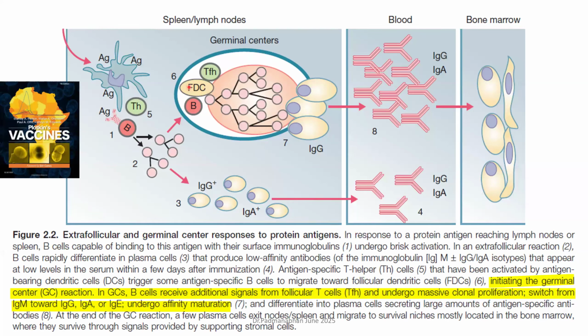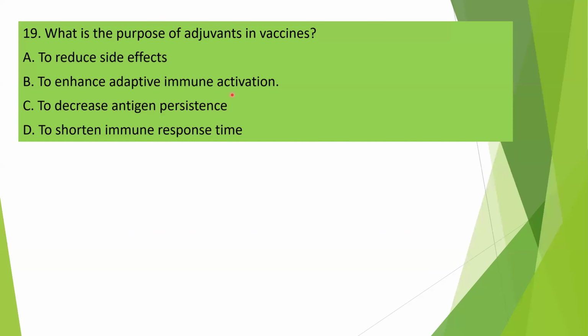No, sir. The problem is whenever I put up a diagram, it takes some time. We are going back into the same diagram again and again. Changed? Yes. See, here is the follicular dendritic cells. Therefore, the answer is initiating the germinal center reaction. In GCs, B cells receive additional signals from follicular T helper cells, undergo massive clonal proliferation, meaning specific to the antigen, switch from IgM towards IgG, IgA or IgE, and undergo affinity maturation. All these words are very important. Follicular dendritic cells. Okay. Next.